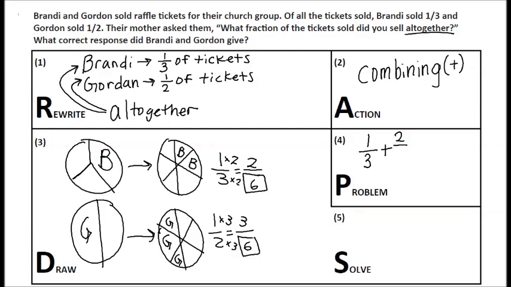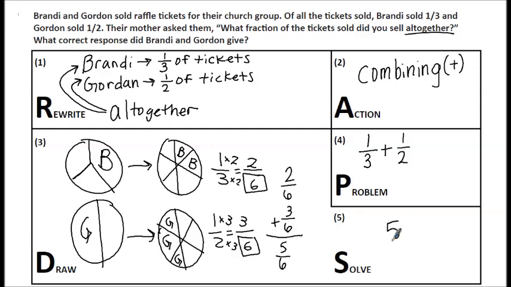So now we need to combine those. We want to put the 2/6 plus the 3/6. We're going to put those things together. So my actual addition problem is 1/3 plus 1/2. I'm combining those amounts, and drawing it out sometimes helps you to figure out what you're actually doing math-wise.